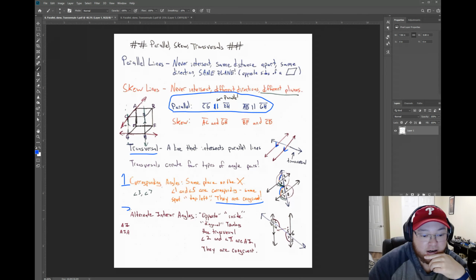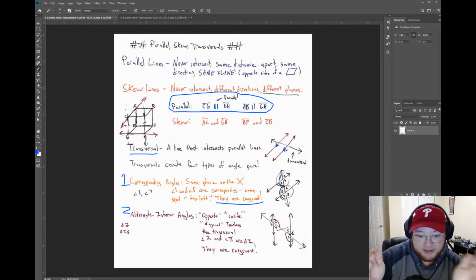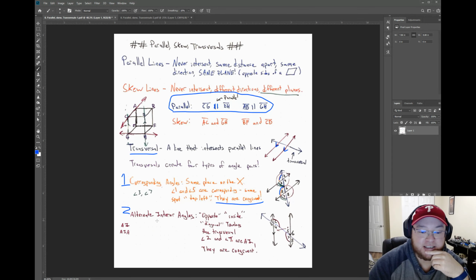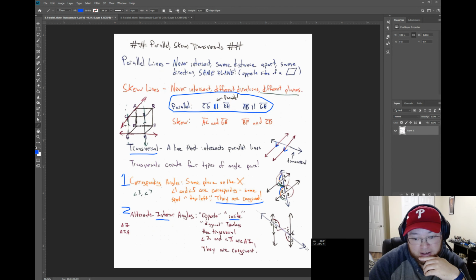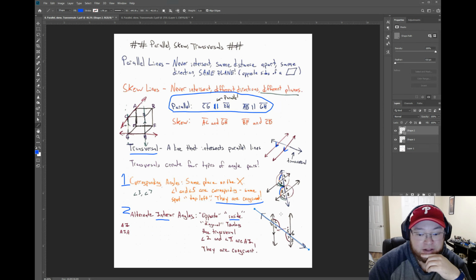Okay, alternate interior angles. Alternating means opposite, switching, so they're on opposite sides. Interior means inside. Another way of thinking of it is diagonal. So they're touching the same transversal, which, if you remember, is the thing that's going through the parallel lines. So they've got to be touching that same line. And they're on the inside of the parallel lines, and they're diagonal from each other.